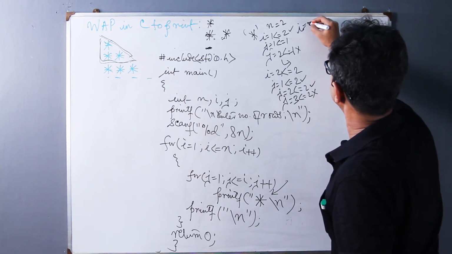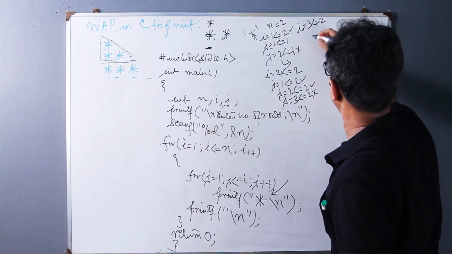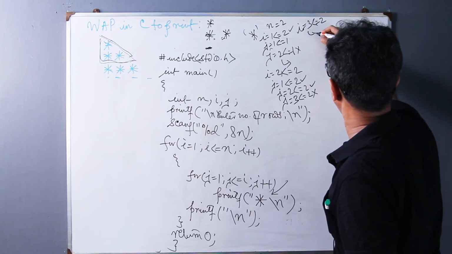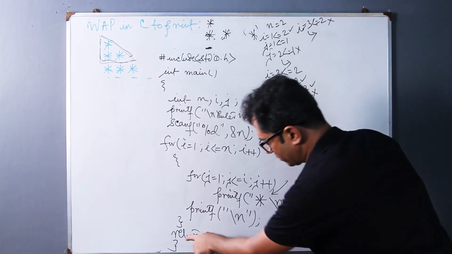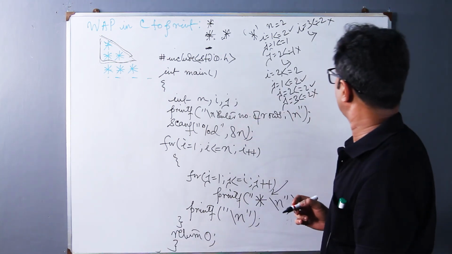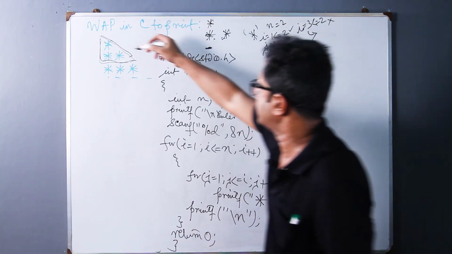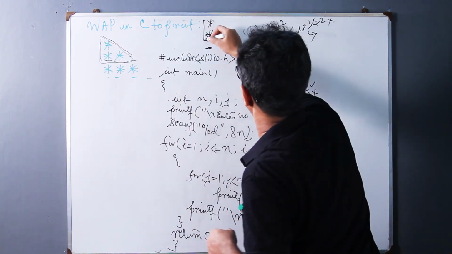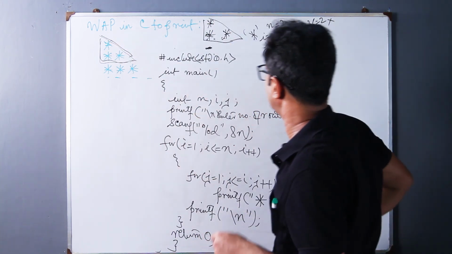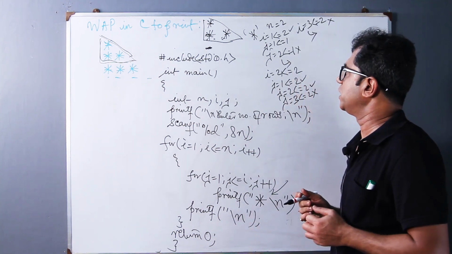i becomes 3, which is not less than equal to 2. Condition is not satisfied. We come out of the outer loop and then go to the return 0, and that is the end of the program. So, the desired output was like this: 1 star in the first line, 2 stars in the second line. So, we have got our desired output. So, the program is now ready to be run in the computer system.